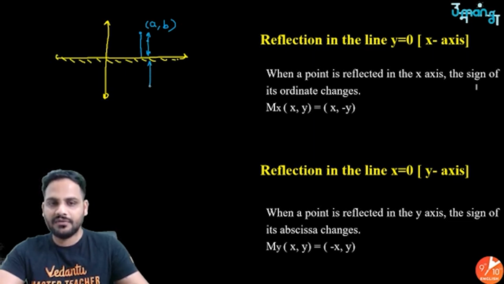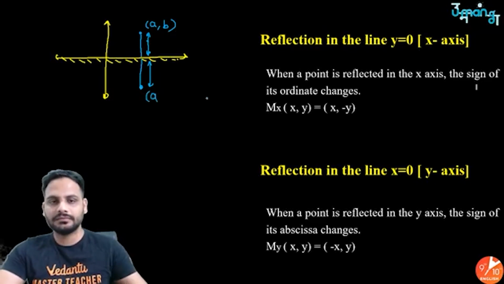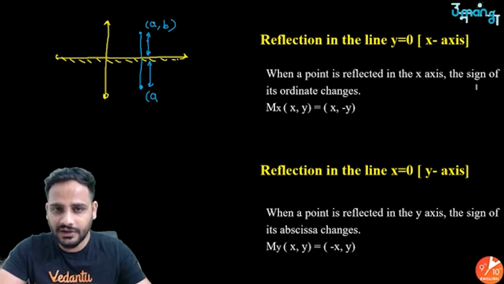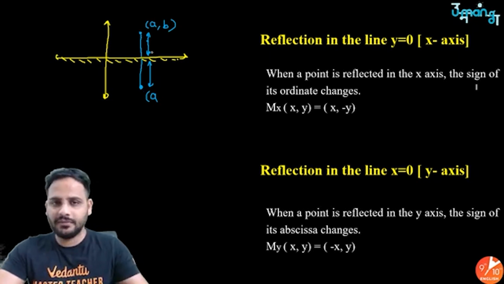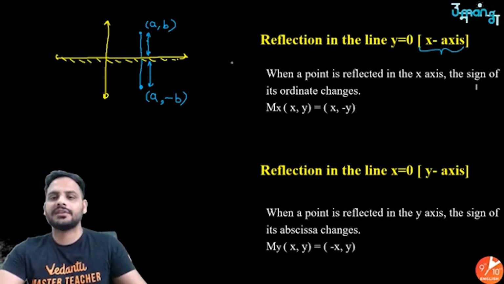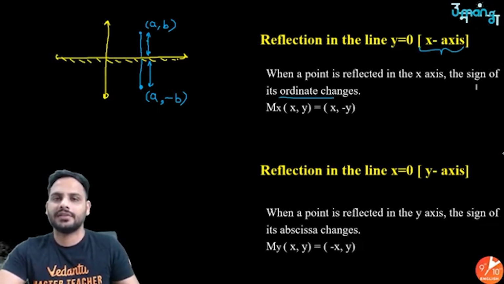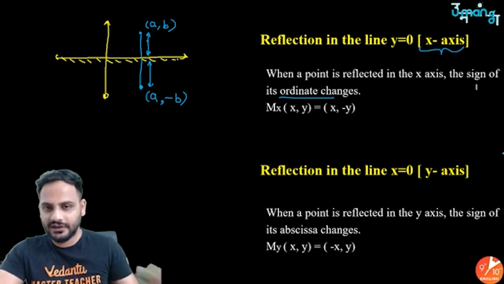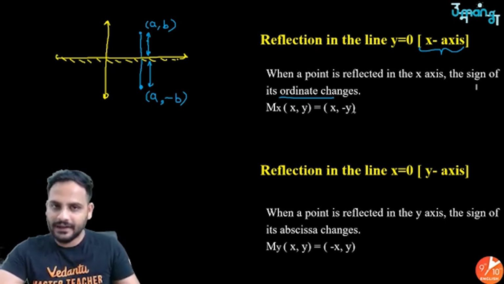At the same distance, you will get the image. In this image, you can clearly see the x coordinate remains the same. Whatever the x coordinate was earlier for this point is exactly the same. But the y coordinate, which was earlier, suppose, b, has now become minus b. So when we do reflection under the x-axis, the sign of the y coordinate changes. So a point (x, y) will become (x, -y).